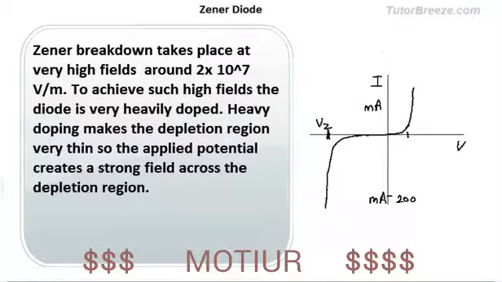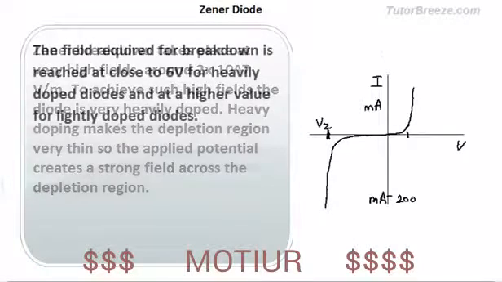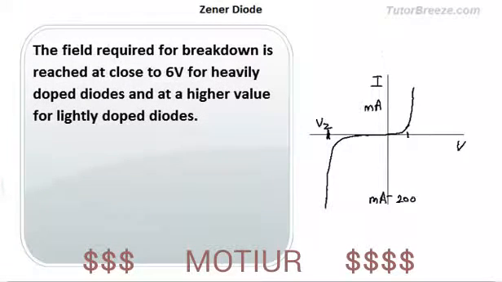To achieve this high field, generally the Zener diodes are heavily doped, because if they are heavily doped, the depletion region will be thin and it will be easier to acquire these high fields. But if the diode is not so heavily doped, if it is lightly doped, then a higher voltage is needed. A Zener diode which is heavily doped has a breakdown voltage of about 6 volts. But if it is lightly doped, then the breakdown voltage will be higher than 6 volts.